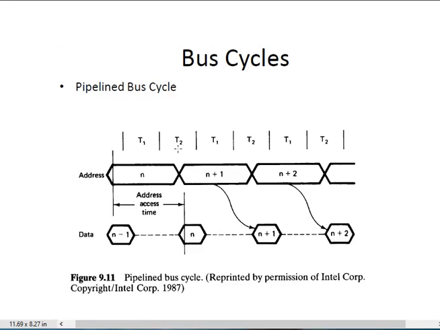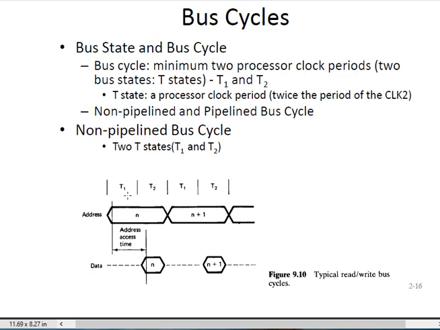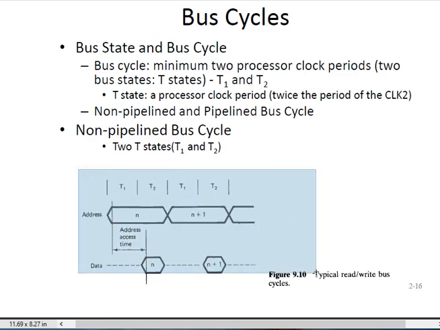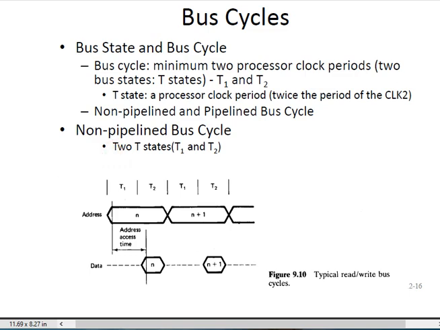The non-pipeline bus cycle is shown here. I'll enlarge the diagram first. See here. Now you concentrate on this portion. Here the address and data bus are shown.